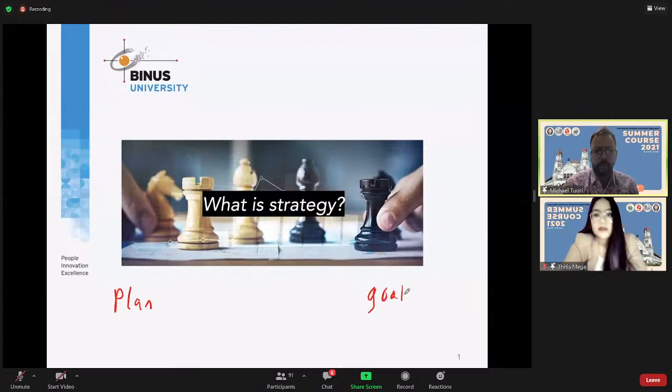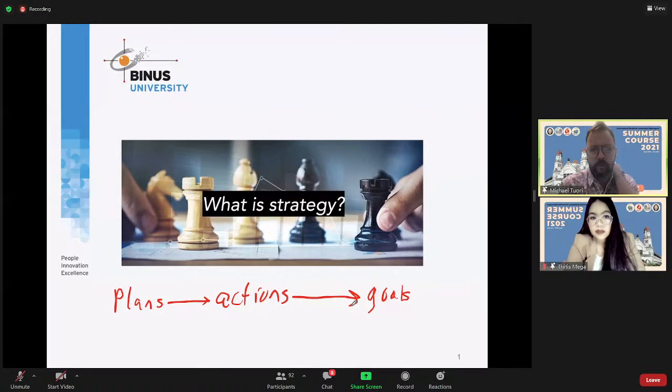A method to execute a plan. So yeah, the method is important. The best way to achieve our goal. Yeah, so goals are important. Methods, steps, action plan to be taken to achieve a goal. Good, these are all really good answers. So we've talked about plans, we've talked about actions, and we've talked about goals. So which of these are strategy? Is strategy about the plans? Is it about the action, or is it about the goals?